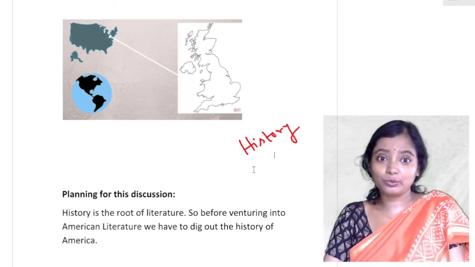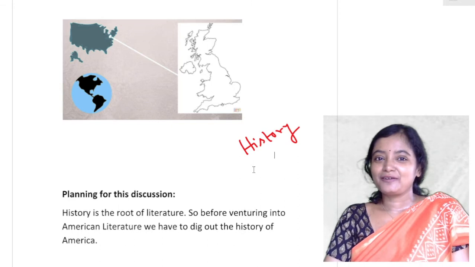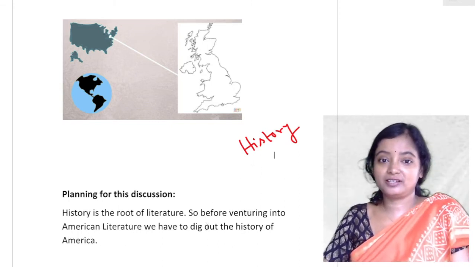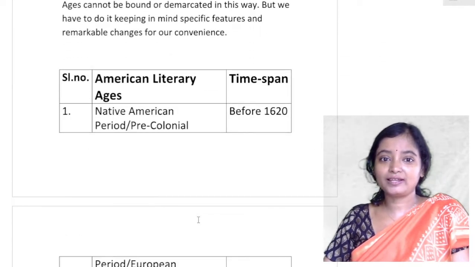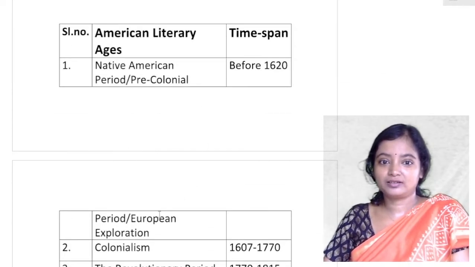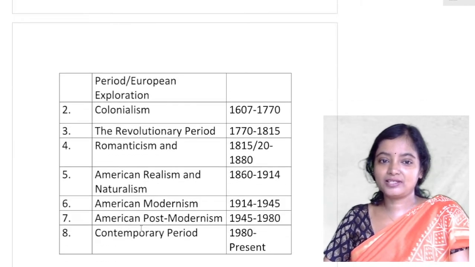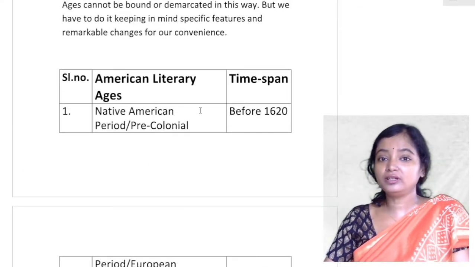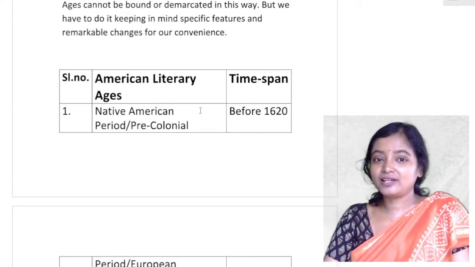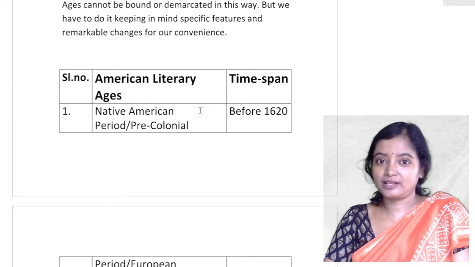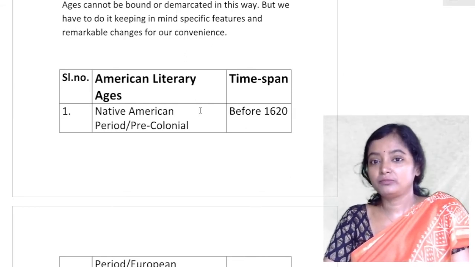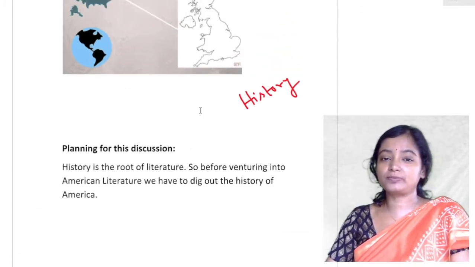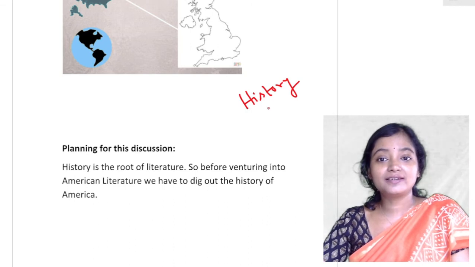So what will we do? We will divide the American history into some timelines. In this way, we will divide it into 8 timelines, and part by part we will venture into it. For the Native American period or pre-colonial period, that is before the permanent settlement, there was not so much source of literature. So we will give importance to history.